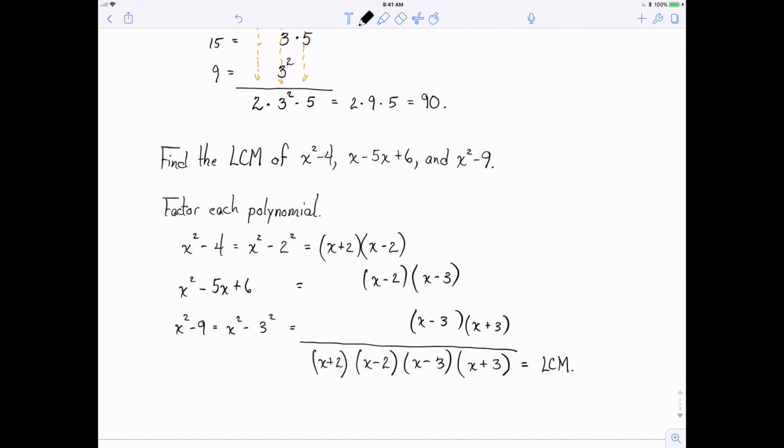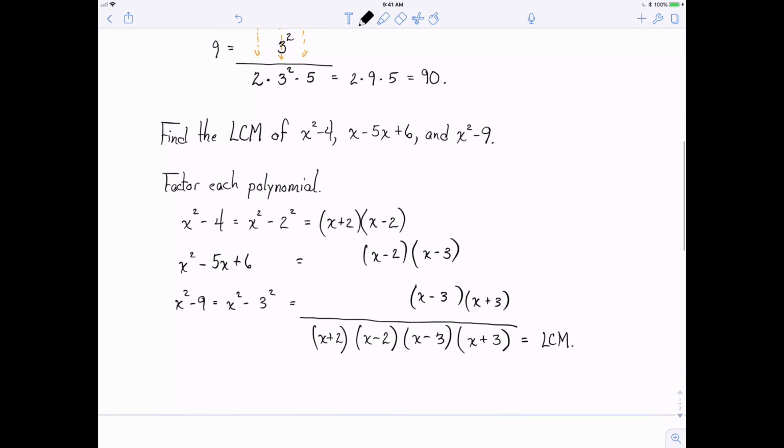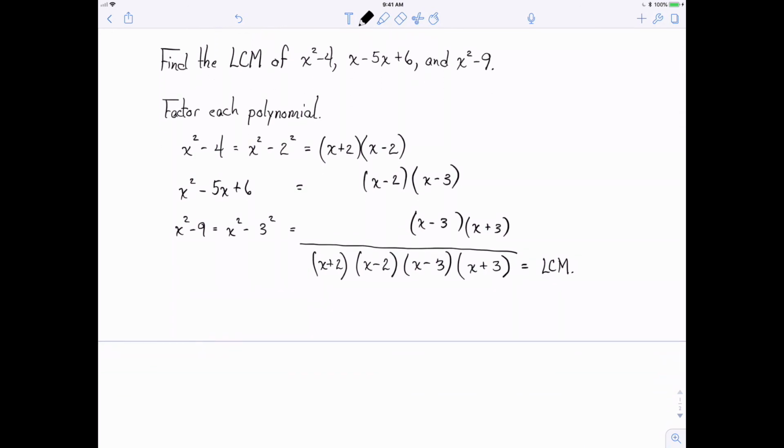Now, you could multiply all these back together. You'd get a polynomial with an x to the fourth, and an x cubed, and an x squared, and an x, and some number. But that's really complicated, so I would suggest you always leave your lowest common multiple in this factored form. Okay, let's stop there.